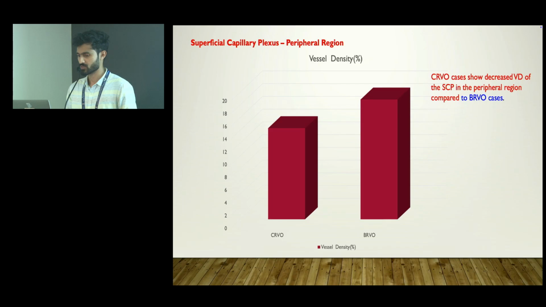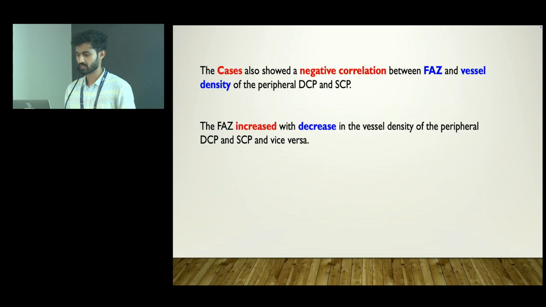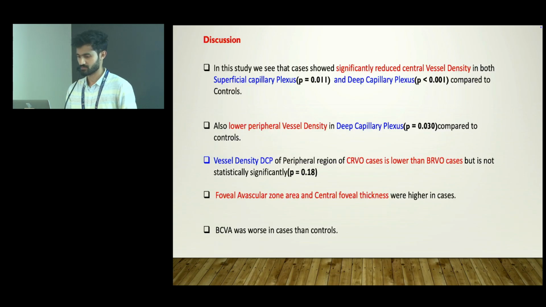At the superficial capillary plexus level, they also showed decreased vessel density in the peripheral region, more for the CRVO cases than the BRVO cases. The cases also showed an increased central foveal thickness compared to the controls. The cases also showed a negative correlation between the foveal avascular zone and the vessel density of the peripheral deep capillary plexus and superficial capillary plexus. The foveal avascular zone increased with decrease in the vessel density of the peripheral region and vice versa.